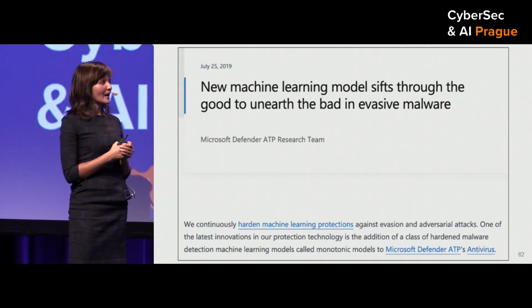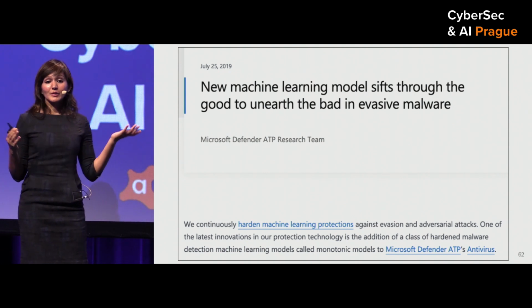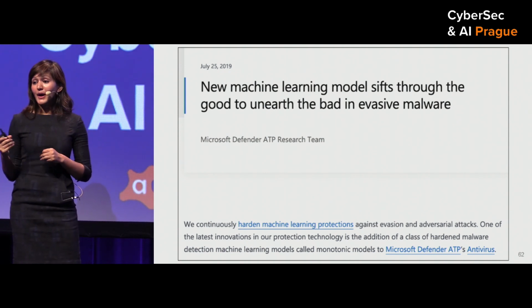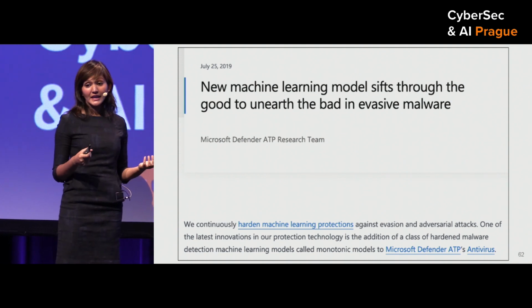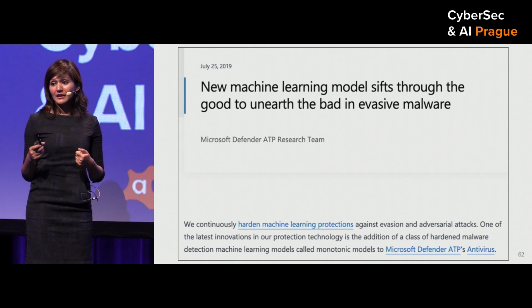This is not a theoretical defense. After we published this paper in 2017, Microsoft Defender ATP has adopted this monotonic classifier, and they're using it to defend against real-world ransomware.